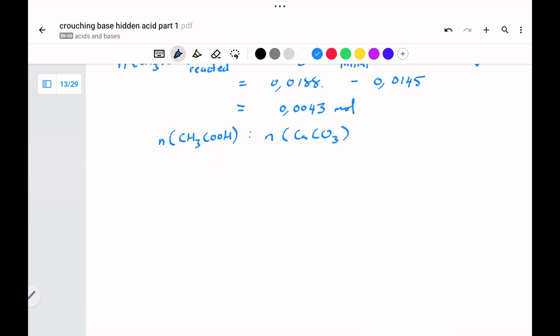It is 2:1. Divide by 2, and I get... I'm using the values. So I used the number. I didn't use this rounded off value. I divided the value that I had in my calculator by 2.